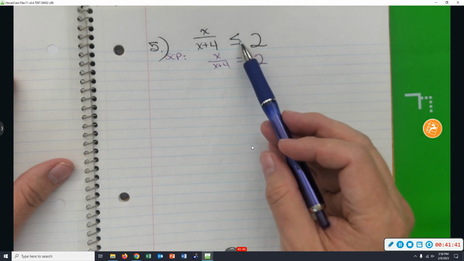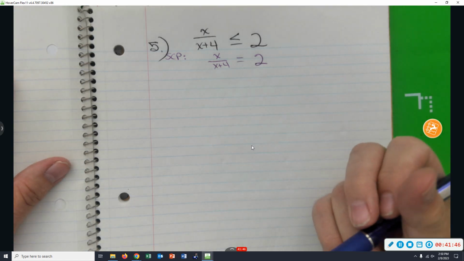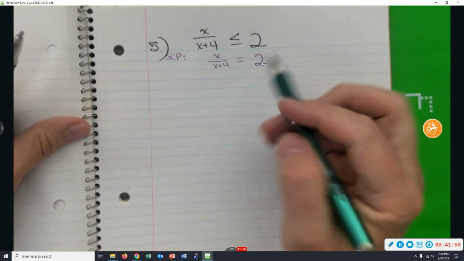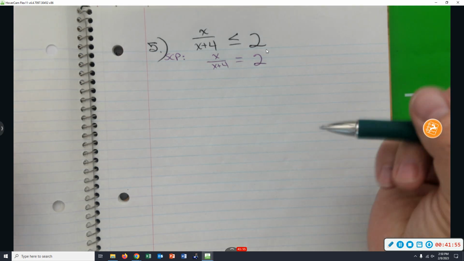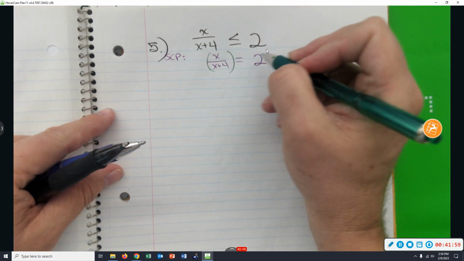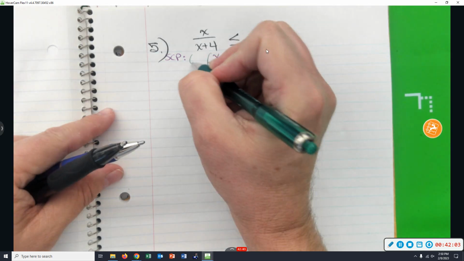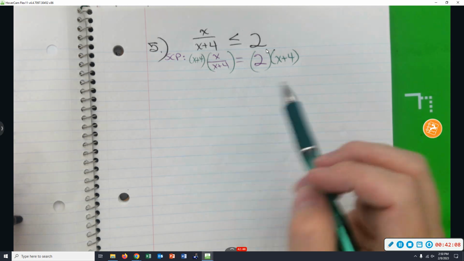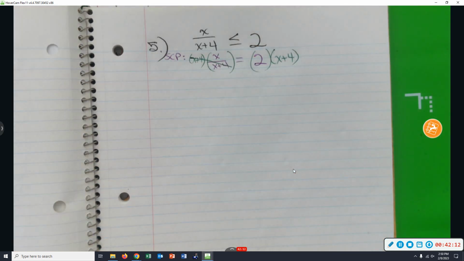First thing we do, we replace the inequality with an equal to, and let's see, okay, I need to get rid of that fraction. What do you think I'll do? We're going to multiply both sides by x plus 4. It's the only denominator that appears. Let's multiply both sides by x plus 4. We're going to put that as a 2 over 1 and cross multiply. Cancel the x plus 4.